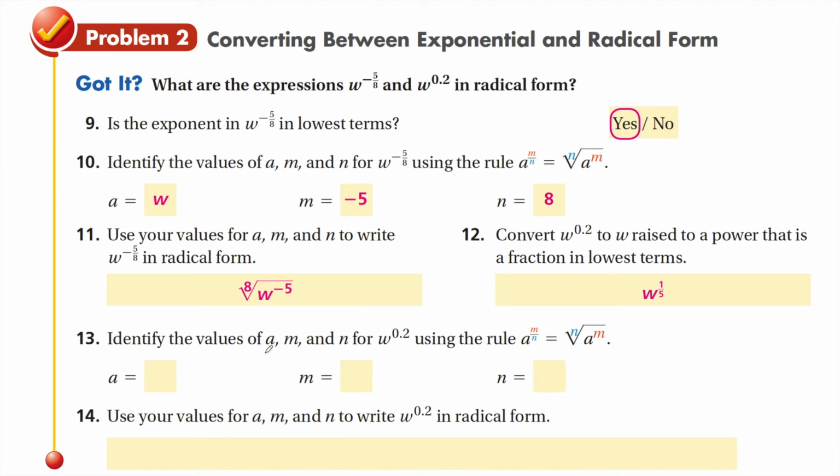Identify the values of a, m, and n for w raised to the 0.2 or w raised to the 1/5 power. And that means our a is still going to be w, our m is now going to become 1, and our n is going to be 5. So use the values of a, m, and n to write w raised to the 0.2 power in radical form. We are going to get the 5th root of w raised to the first power. However, anything raised to the first power is going to be implied, so we don't have to worry about it.